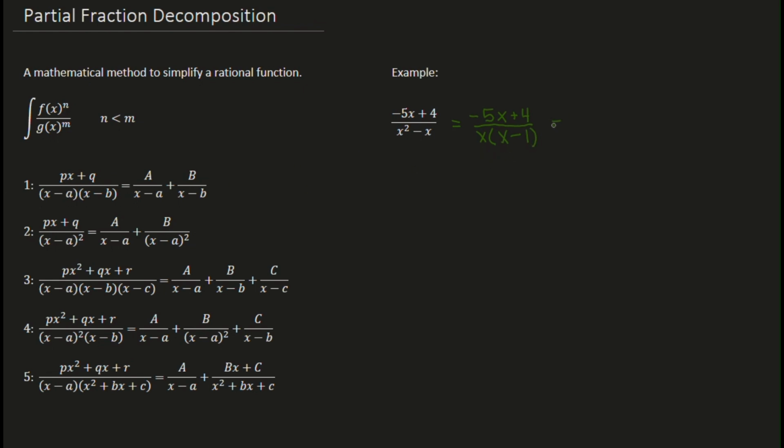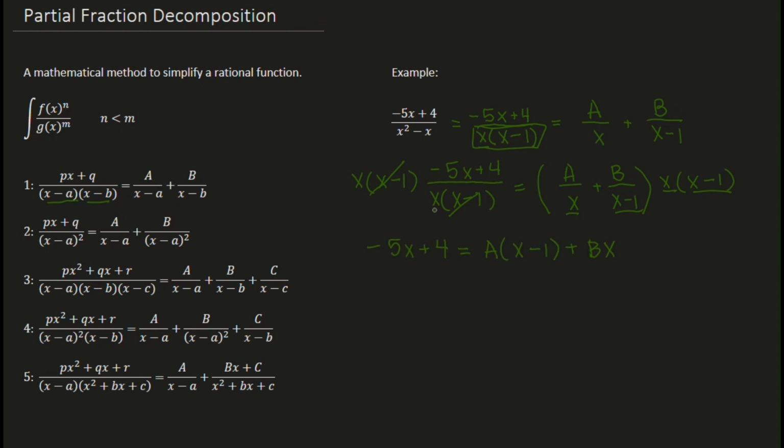So I can say this is a over, instead of saying x minus a, I'm just going to say x, plus b over, instead of writing x minus b, I'm going to say x minus 1. My next step is to simplify it, and to do that, I want to get rid of this denominator. So I'm going to multiply it to each side of the equation. That cancels out on the left side, and parts of it will cancel out on the right side. This x will cancel with this x, and this x minus 1 will cancel with this x minus 1.